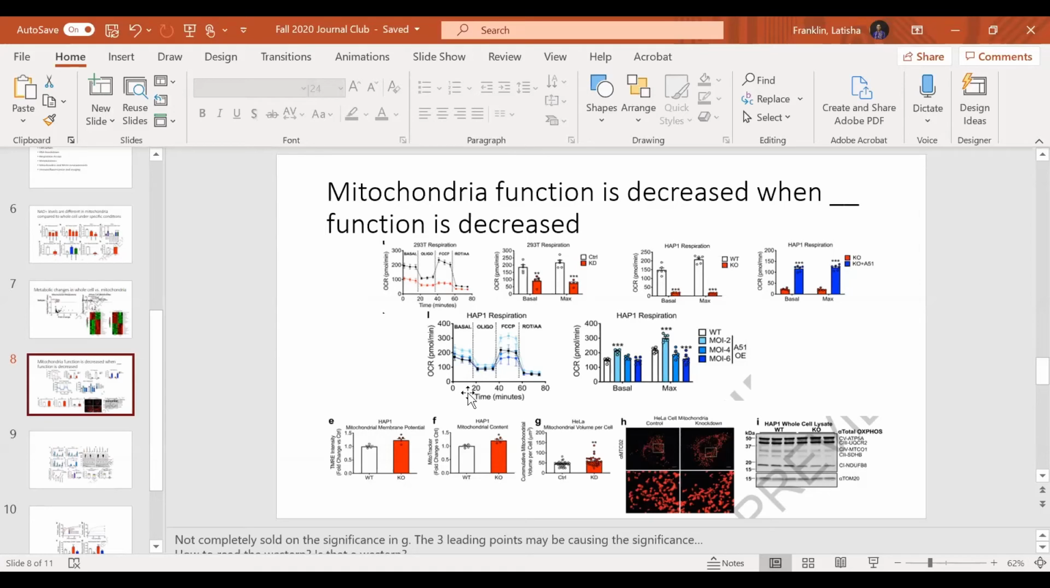And then I really picked apart this figure. It's kind of easy because the point of the figure was obvious in that they were saying that mitochondrial function is decreased when whatever gene they're knocking down and knocking out is decreased. And so I want to emphasize here that the overall point, the title, is not saying exactly what the figure is saying.